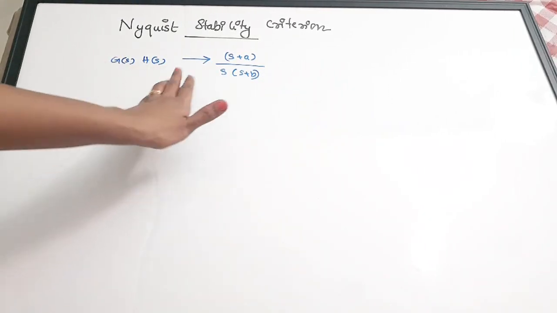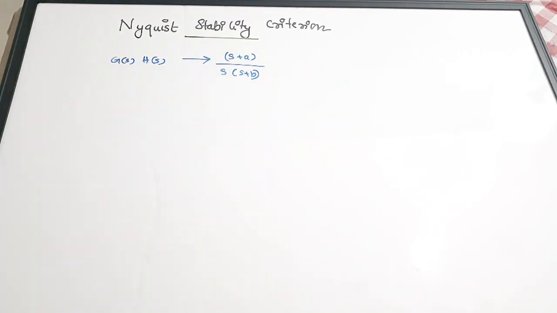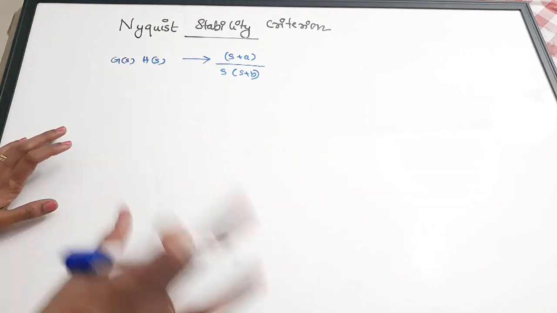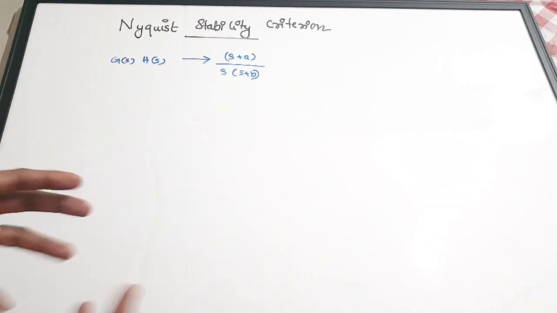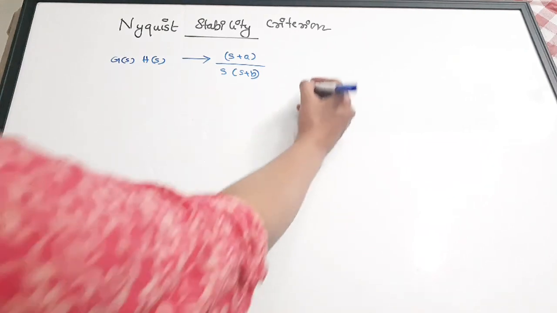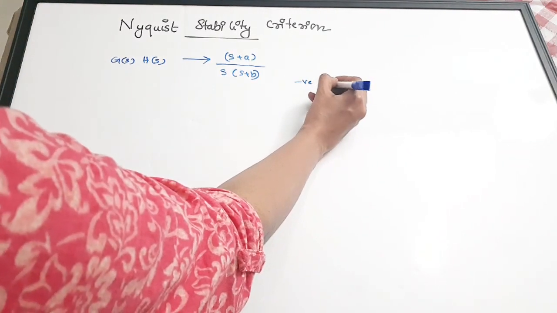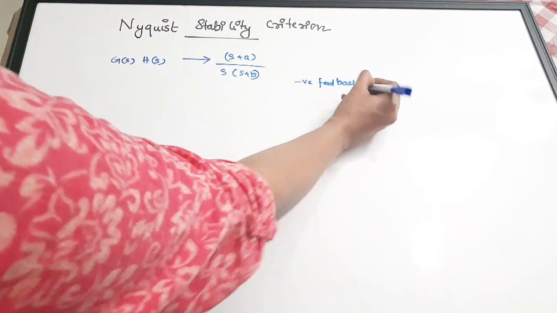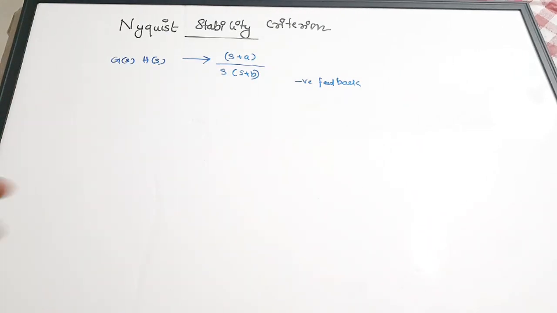So this will be your G of S, H of S. Now consider that your system, that is your closed loop system, is having a negative feedback. The negative feedback is actually the desired feedback, or the desirable one. More negative feedback is actually desired. Why? Because it is more stable.